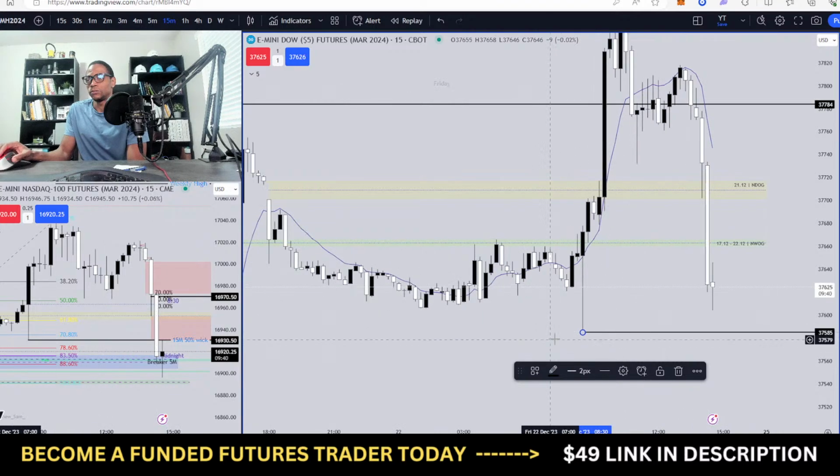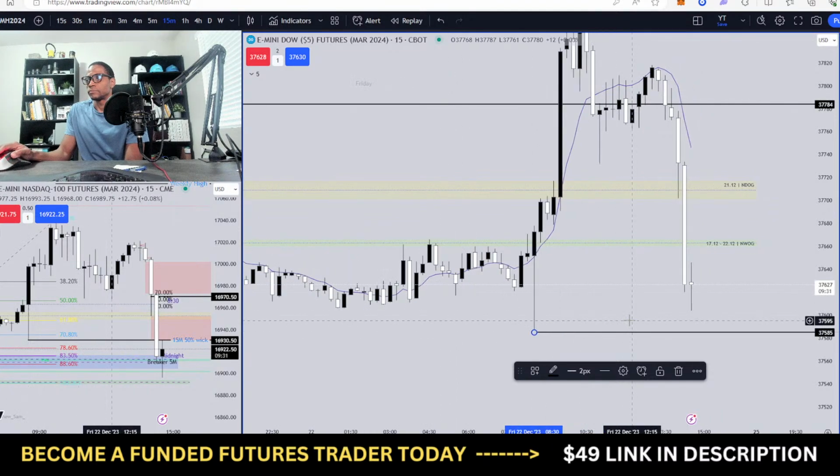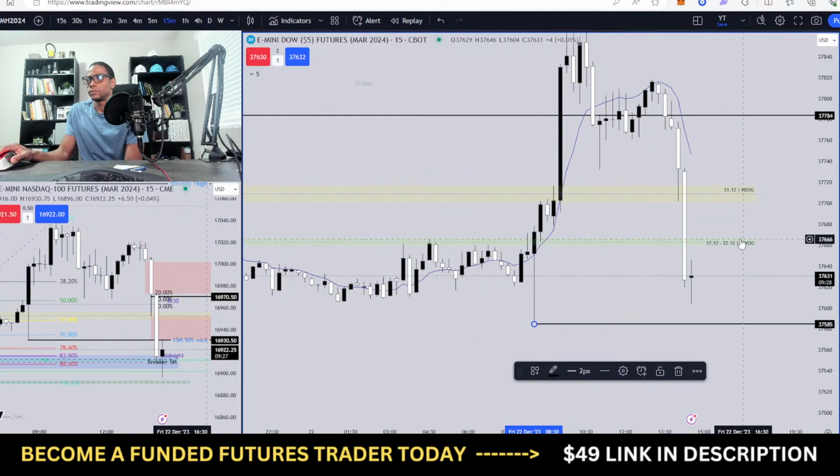That also is the low of the day, unlike the other two indices where the low of the day was actually more like 1 in the morning as opposed to 8:30. So the Dow is below the new day opening gap and below the new week opening gap, unlike NASDAQ and even the S&P.